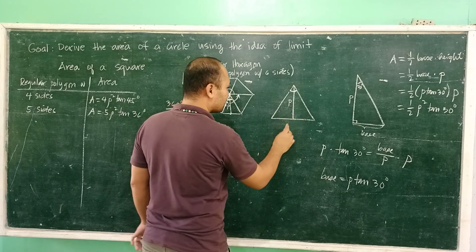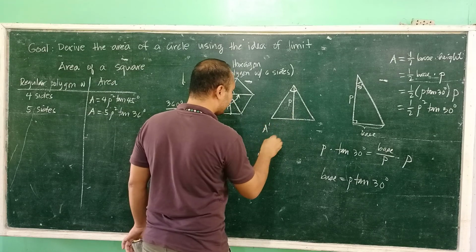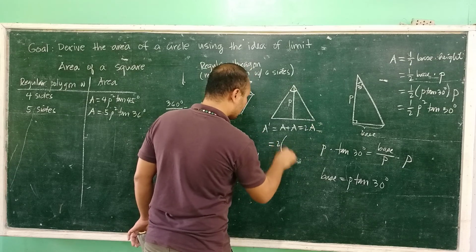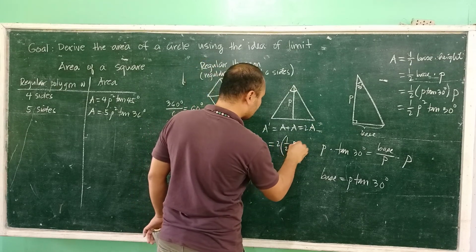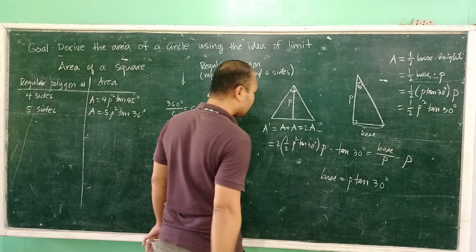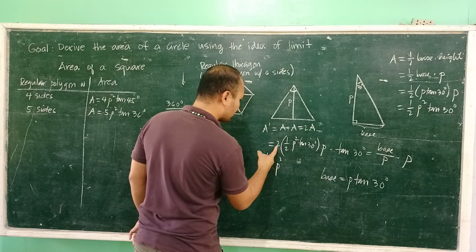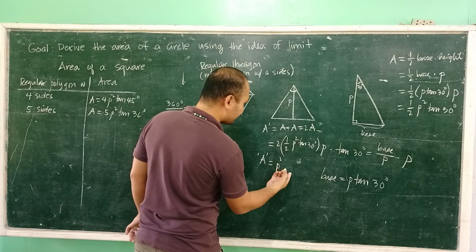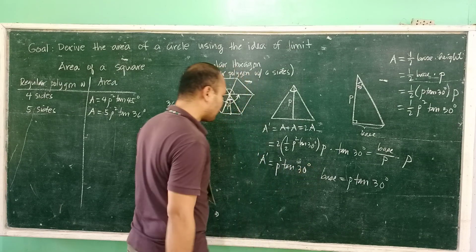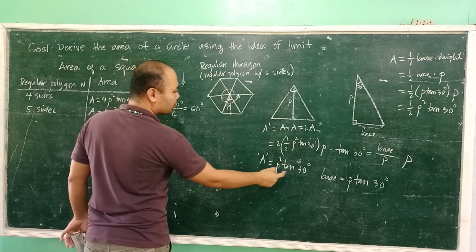So what is the area of this whole isosceles triangle? The area of this is A, and this is also A, so 2A. So again, A prime is just A plus A, which is 2A. And what is 2 times A? 2 times 1/2 p squared tangent 30 degrees. So A prime is equal to p squared tangent 30 degrees, because 2 times 1/2 is 1. Going back here, the area of one isosceles triangle is p squared tangent 30.